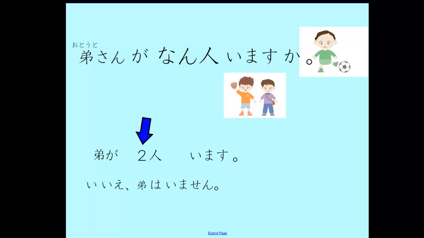Notice we're using again the Western style numbering system because we're writing across. Interesting how this kanji here has lots of different pronunciations depending on how it's used. But in this case, you just have to learn that two people is pronounced futari. So, ototo ga futari imasu. I have two younger brothers.